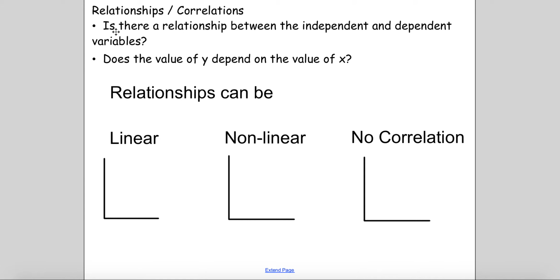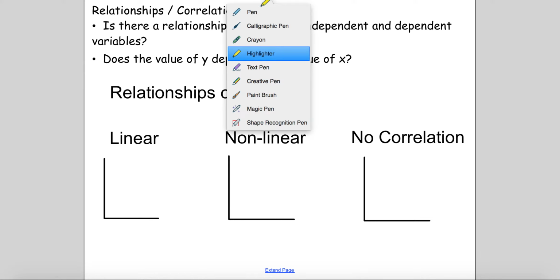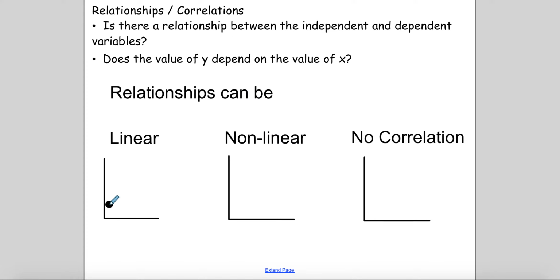Relationships and correlations. So is there a relationship between the dependent and independent variables? Does the value of y depend on x? So a linear relationship, I'm going to just change this back to a pen, would look something like this, where we've got a bunch of points and they're all kind of following a line.